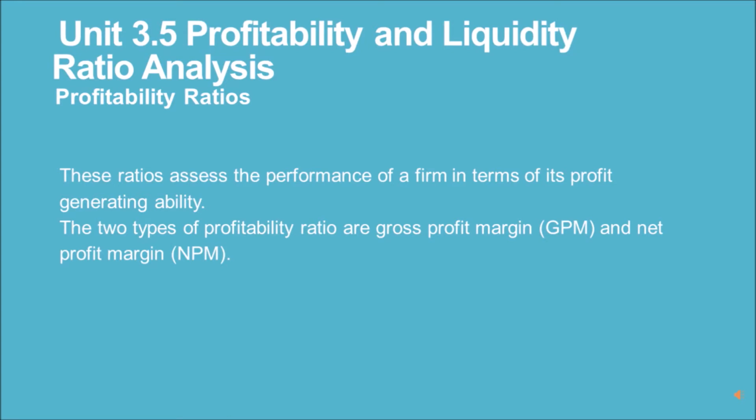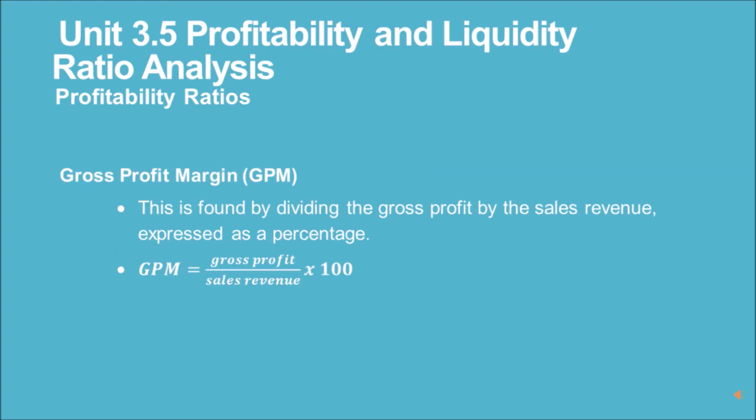Profitability ratios. These ratios assess the performance of a firm in terms of its profit-generating ability. The two types of profitability ratio are gross profit margin, GPM, and net profit margin, NPM. Gross profit margin, GPM. This is found by dividing the gross profit by the sales revenue, expressed as a percentage. GPM equals gross profit over sales revenue times 100.